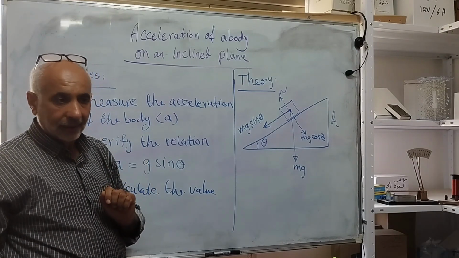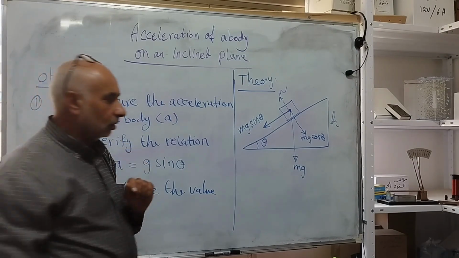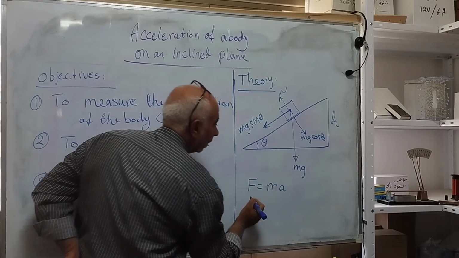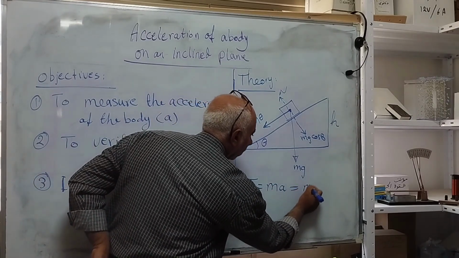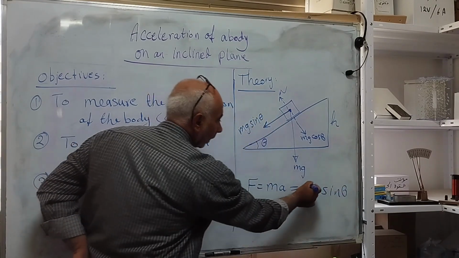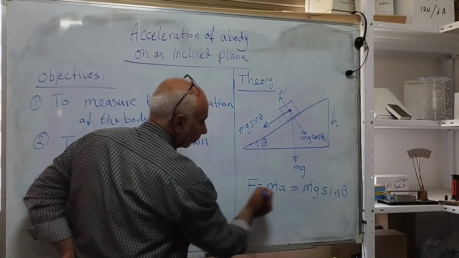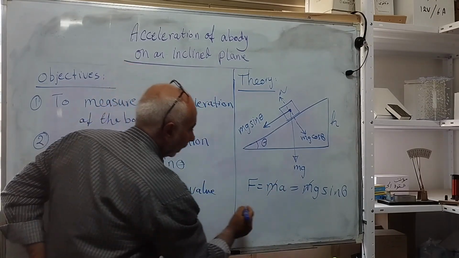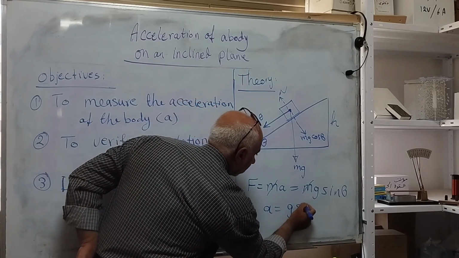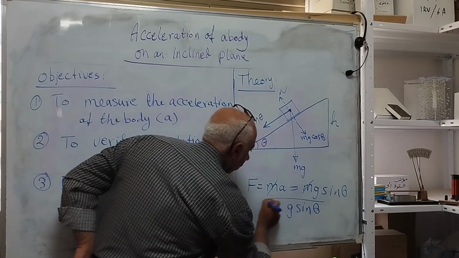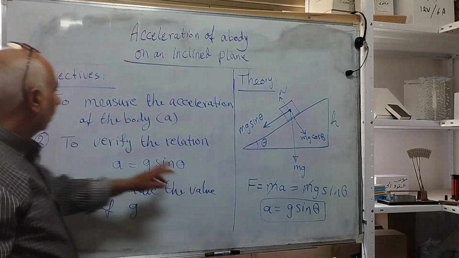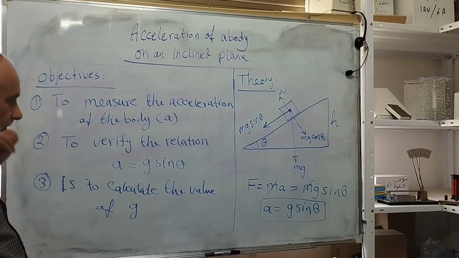If we apply Newton's second law, F equal ma, which will equal mg sine theta, we cancel m from the two sides. We'll get the relation A equal g sine theta, which we are going to verify in objective number 2.